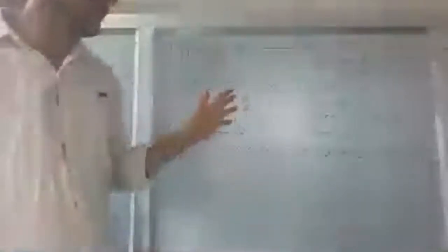So what is gravitation? Force of attraction between any two bodies in the universe. Gravitation is everywhere applicable, which means gravitation is a universal property. Everywhere in the universe, everywhere in the cosmos, it is seen.